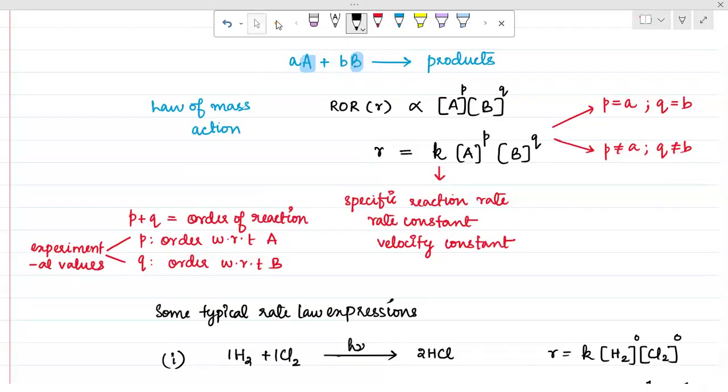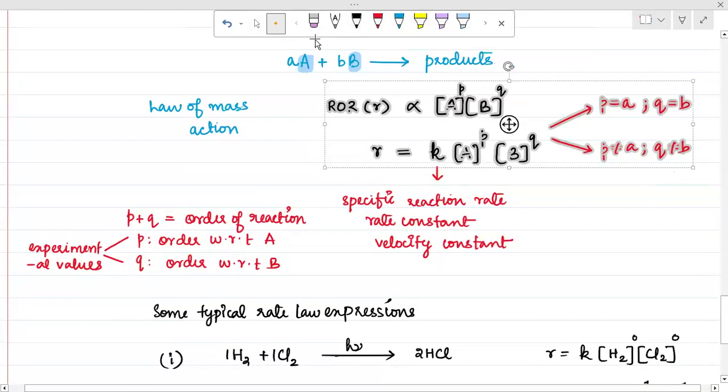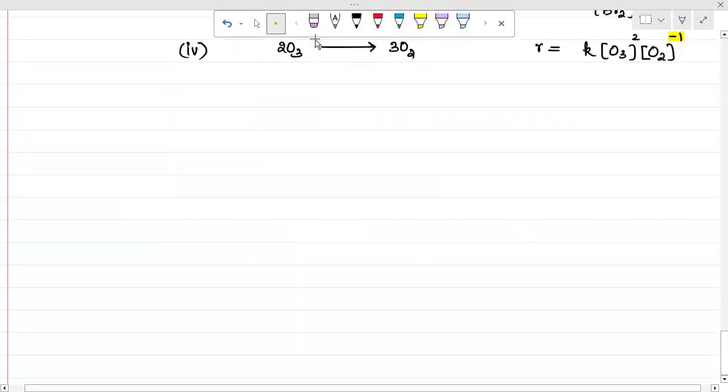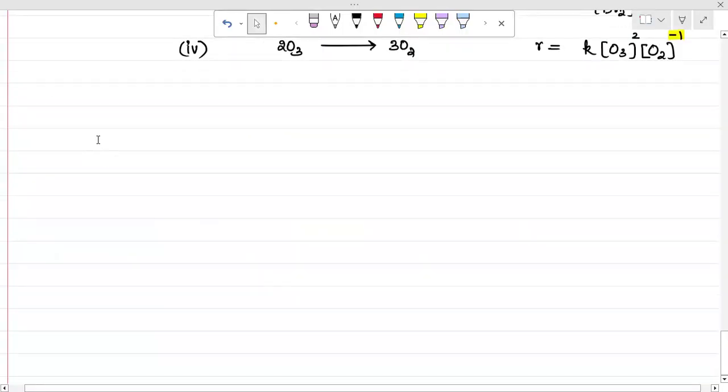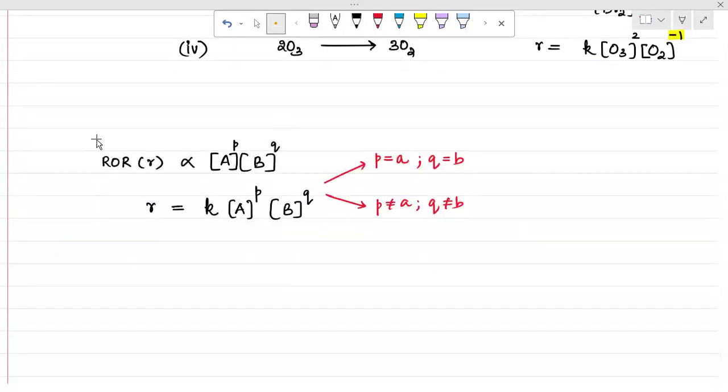Now, talking on this, as I said, there are two cases, right? One case is where the powers are equal to the stoichiometric coefficients. So our reaction was aA plus bB giving products. And this is case one, where P is equal to the stoichiometric coefficient of the respective reactant and Q is the stoichiometric coefficient of the respective reactant.